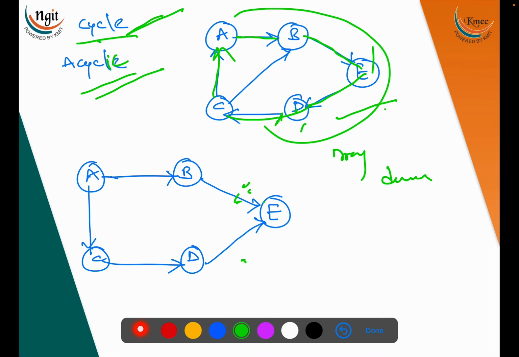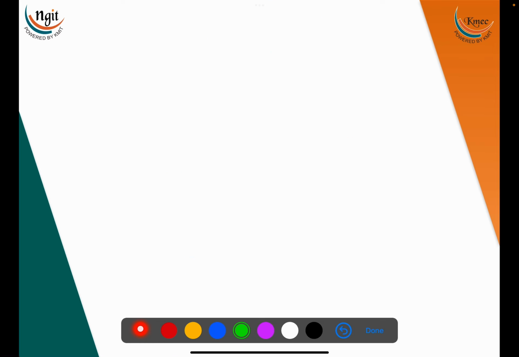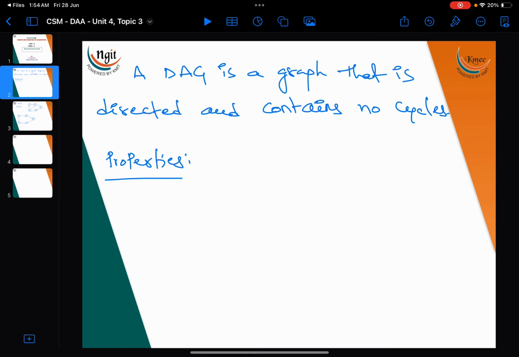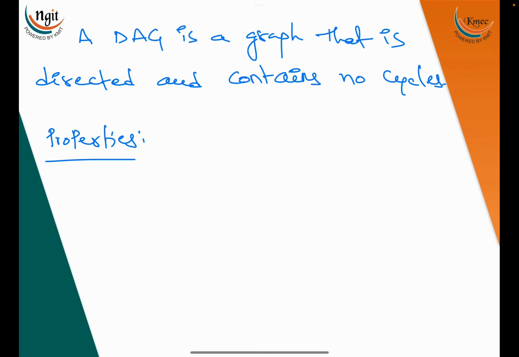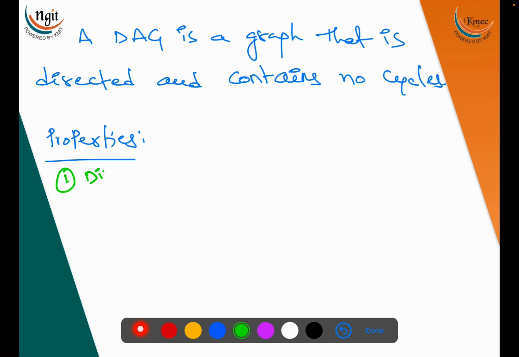Now look at this acyclic graph. We started with A to B, B to E, and you cannot come back from E. So it doesn't form a cycle. Again A to C, C to D. It is an acyclic graph. So basically we have some properties of this DAG. The basic properties of this directed acyclic graph are 2 properties. The first is directed edges and the second is acyclic. Without these you cannot say such graphs are directed acyclic graphs.